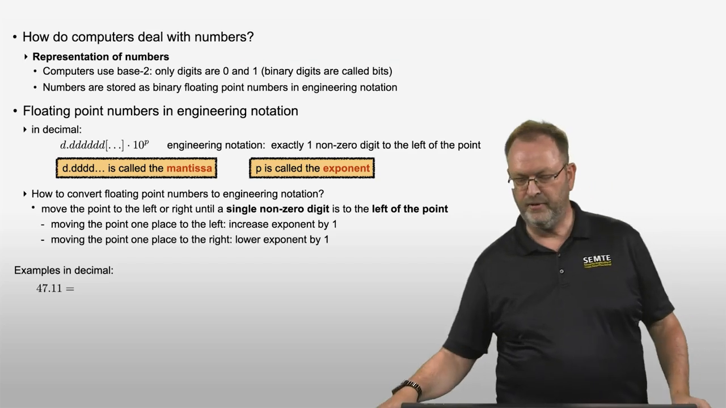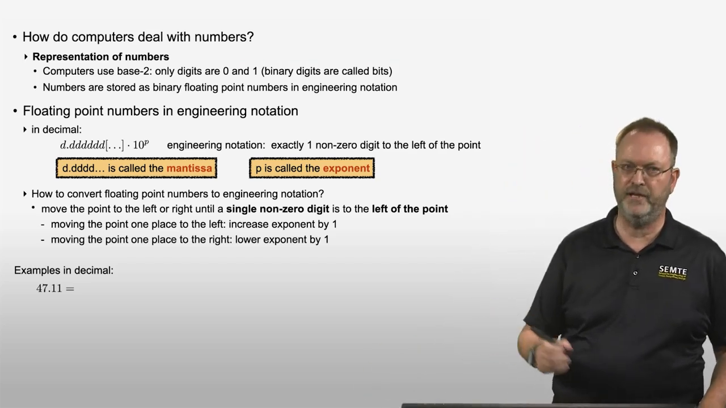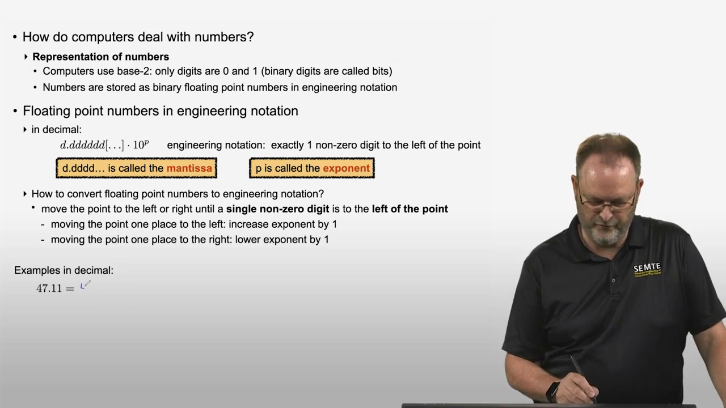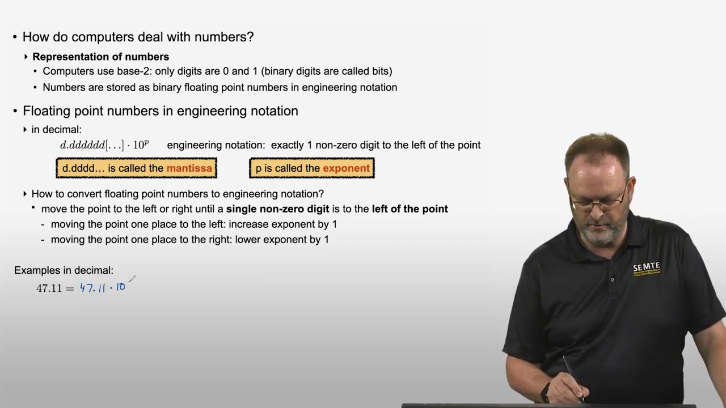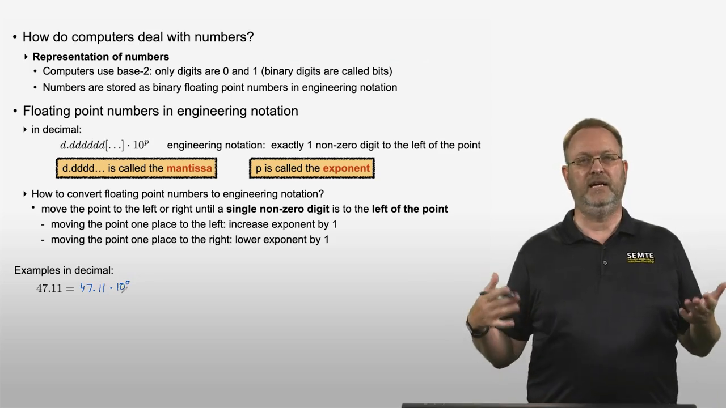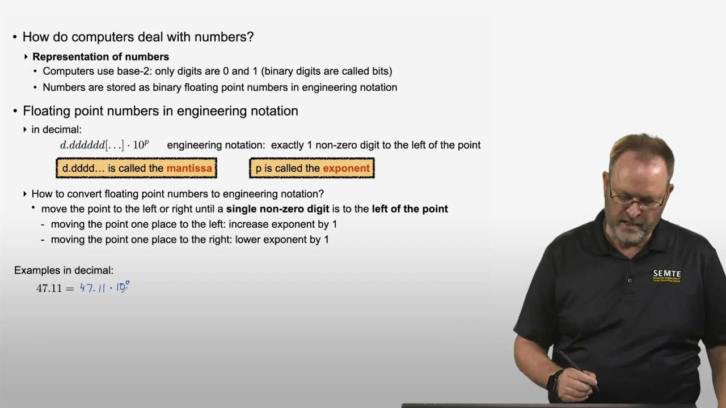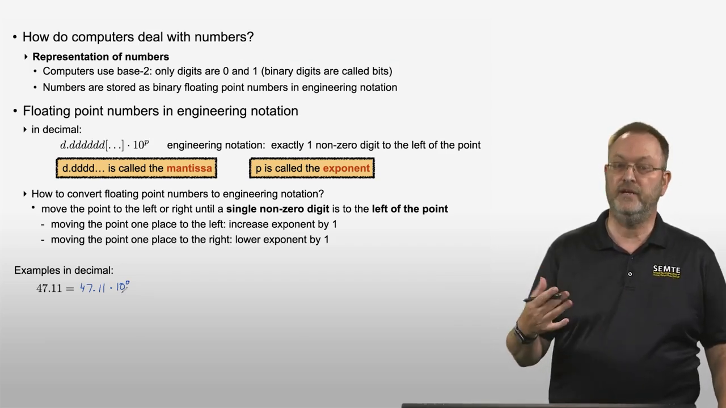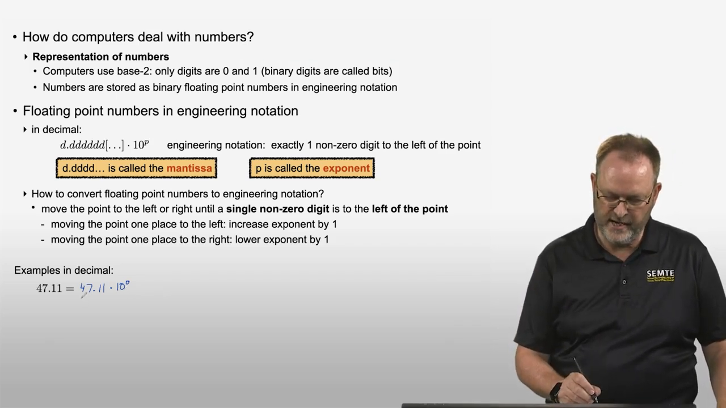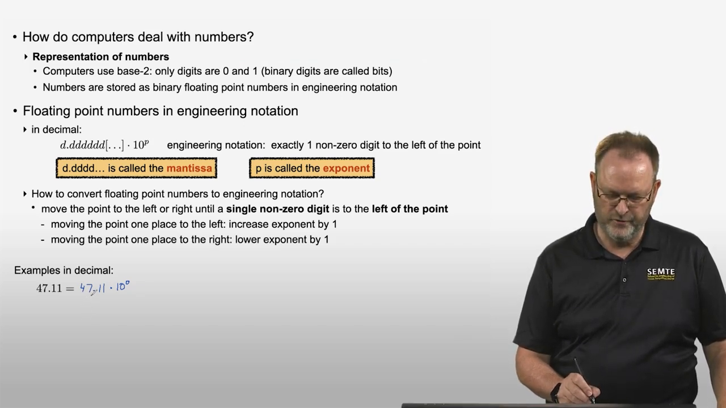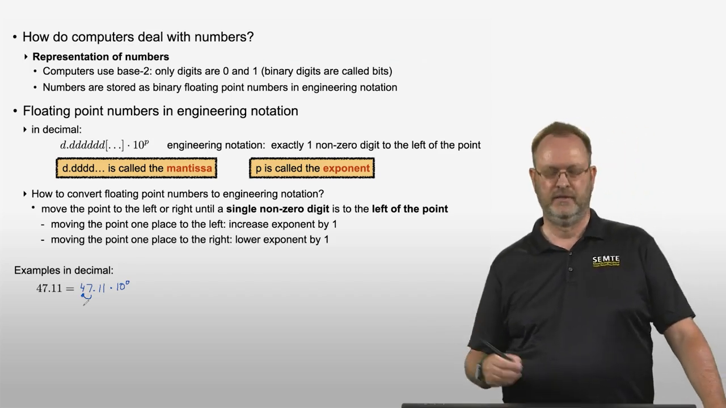Let's do an example here, the number 47.11. If I write this number, I really have 47.11 times 10 to the power 0, right? Because 10 to the power 0 is just 1, so 47.11. Now, in order to turn this into engineering notation, right now I have 2 digits to the left of the point. So I have to move the decimal point over by 1 spot to the left.